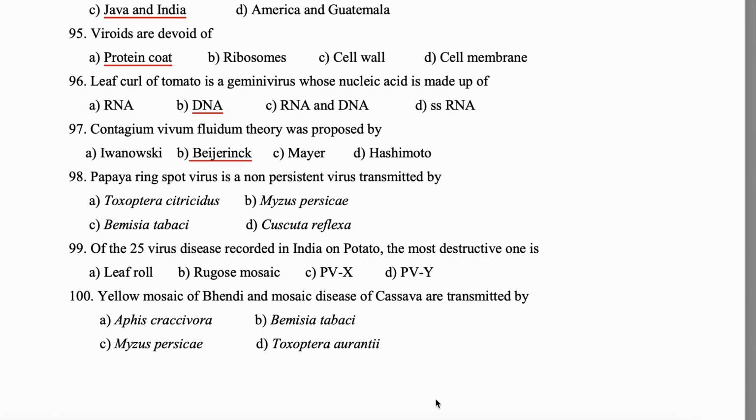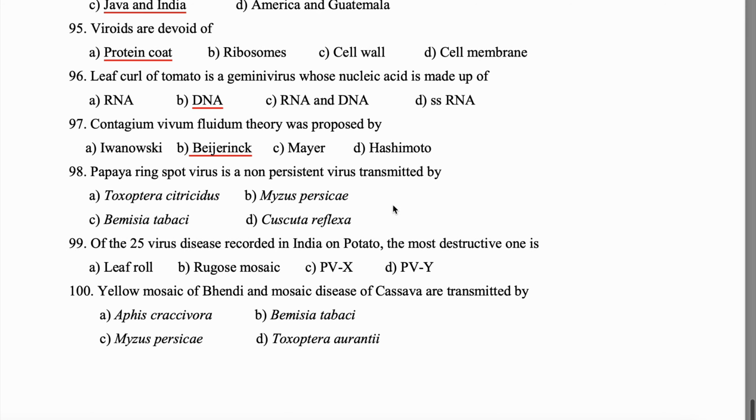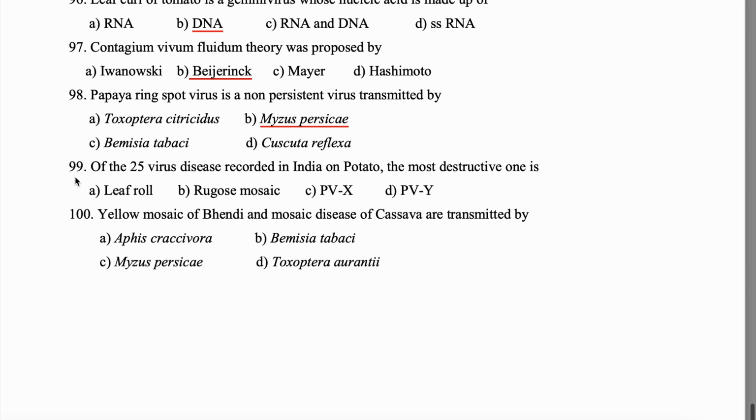97. Contagium vivum fluidum theory was proposed by Beijerinck. Question 98. Papaya ring spot virus is a non-persistent virus transmitted by Myzus persicae. 99. Of the 25 virus diseases recorded in India on potato, the most destructive one is rugose mosaic, because it is caused by the combination of both PVX and PVY.